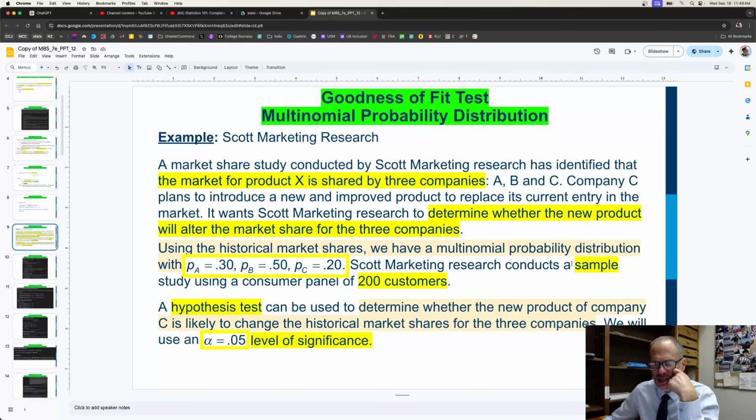So Scott Marketing conducts a sample study using a consumer panel, just 200 customers, right? And so a hypothesis test can be used to determine whether the new product of company C is likely to change the historical market shares of the three companies. And we will use a 0.05 level of significance. Our alpha will be 0.05.